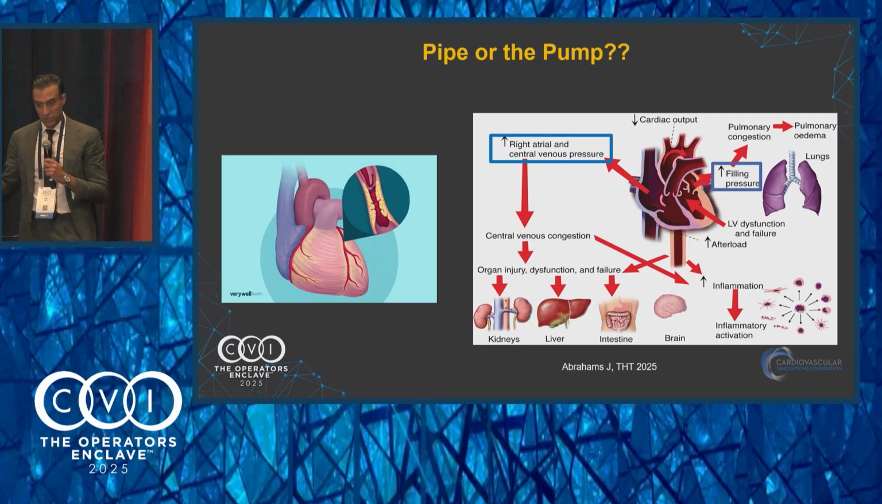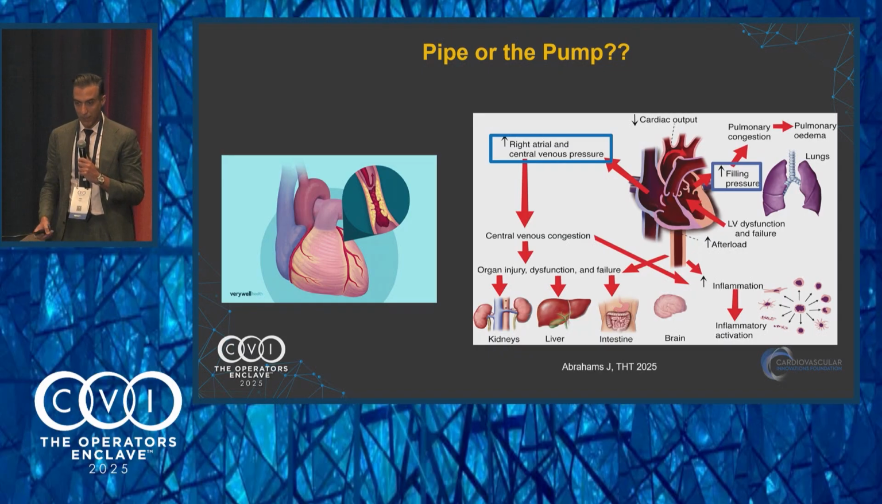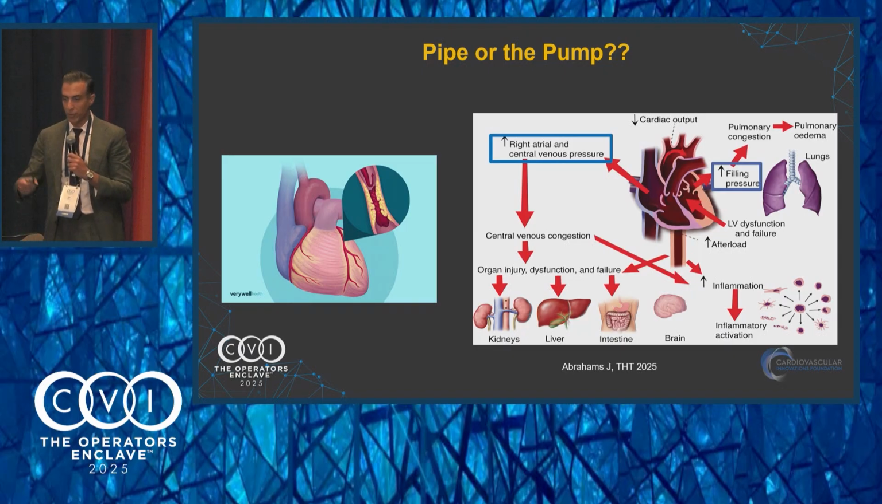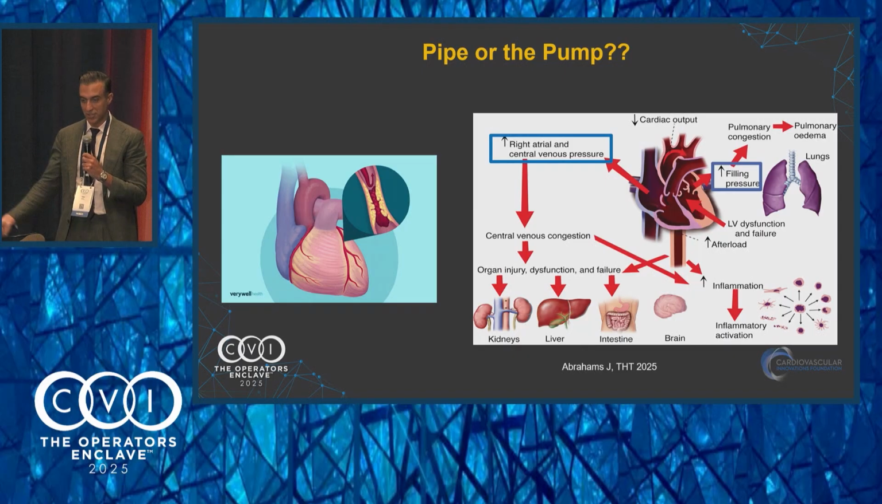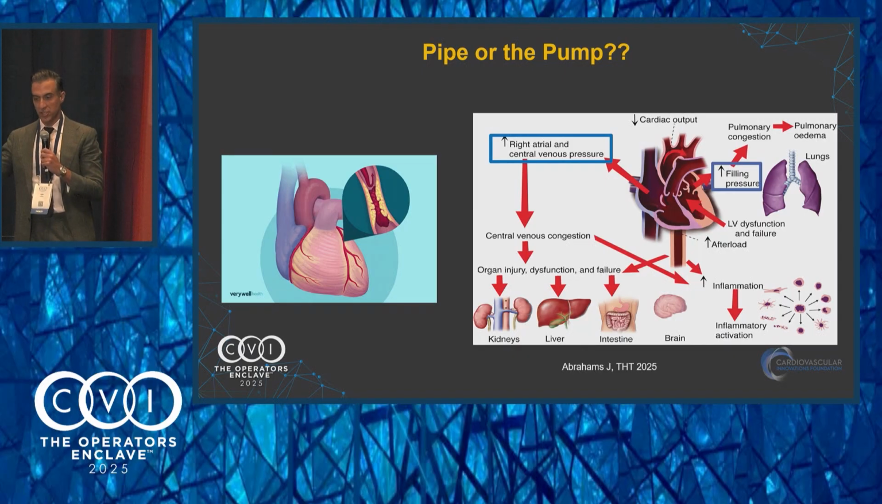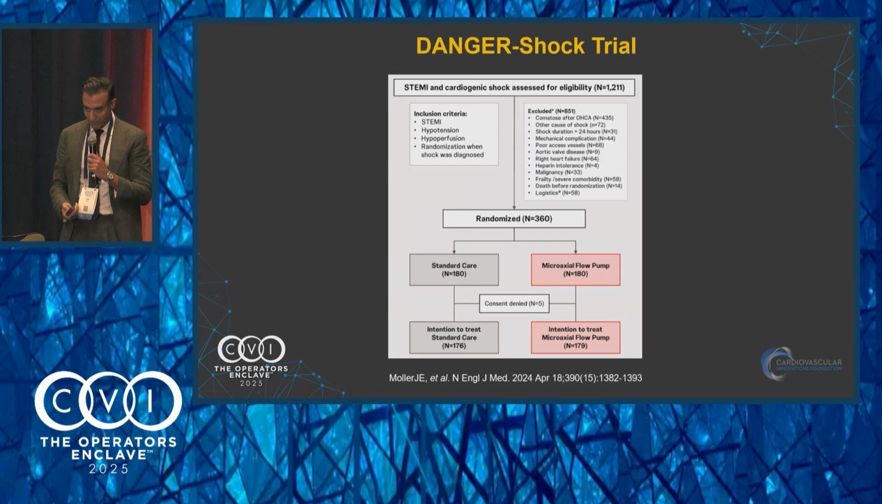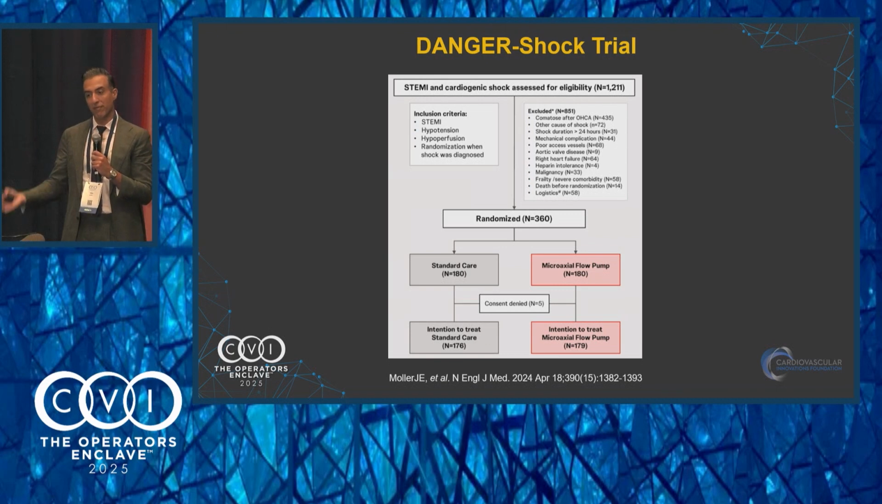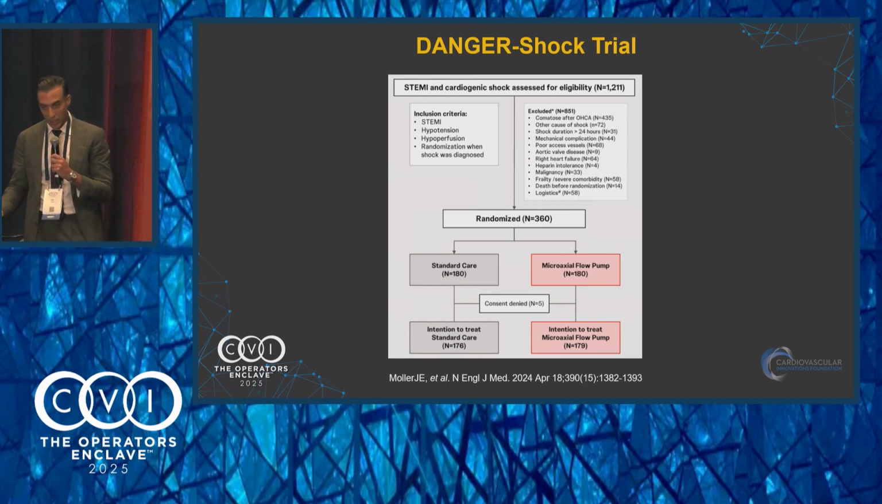Fortunately, my interventional heart failure training makes me look beyond being a plumber and think about all the other pathophysiology on the right: increasing filling pressures, cardiac ischemia, microvascular ischemia, central venous congestion, organ failures, kidney failure, liver failure, and so forth. And this is one of the reasons I love the DanGer Shock trial, because I think this is actually an interventional heart failure trial trying to address the same concern.